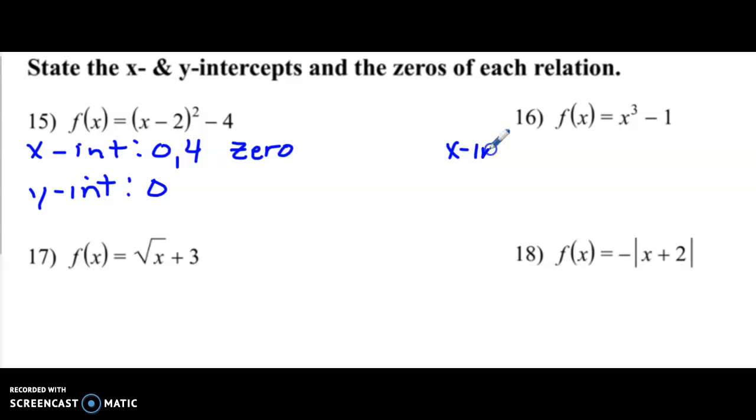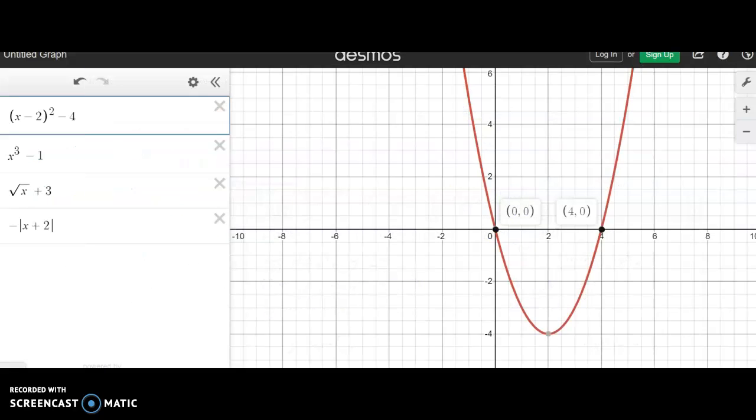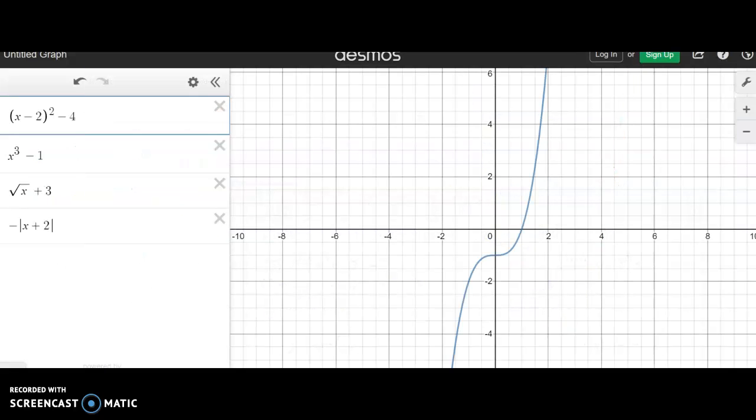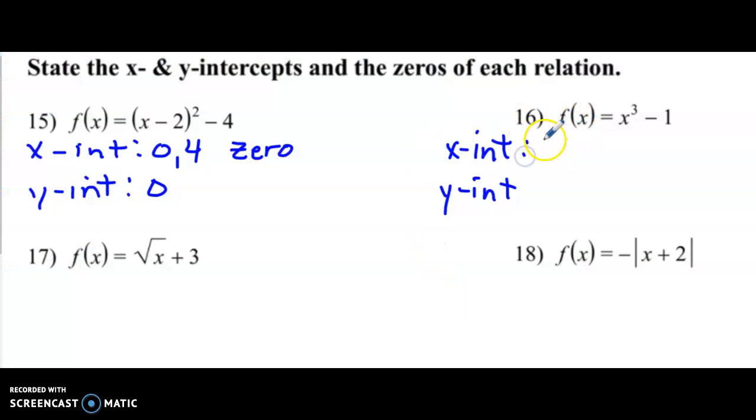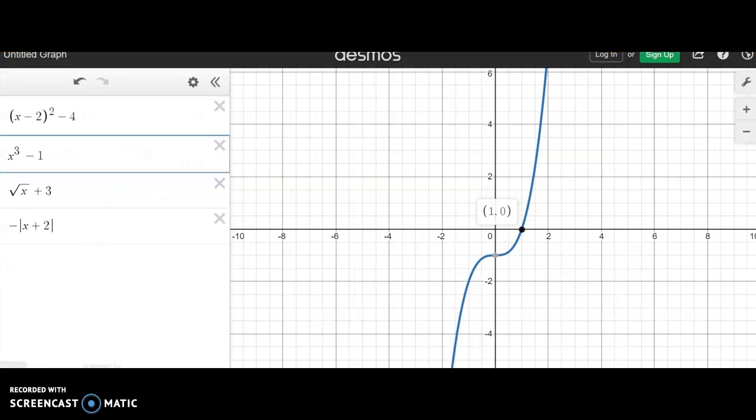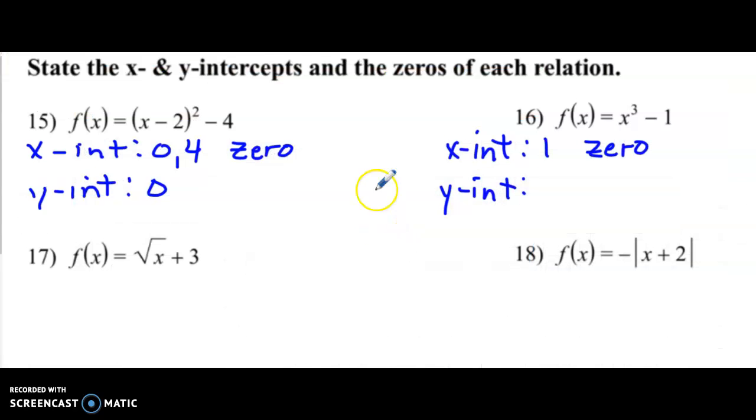All right, for the next one, let's look at this one, the cubic. I only have one place here where it crosses the x-axis, so it crosses it at 1. So we only have one x-intercept, that's also the 0. My y-intercept crosses here, it crosses at -1. So my y-intercept is at -1.